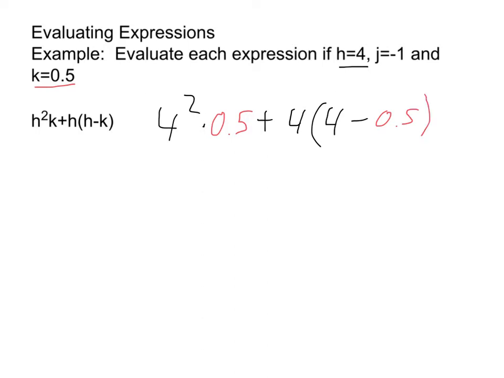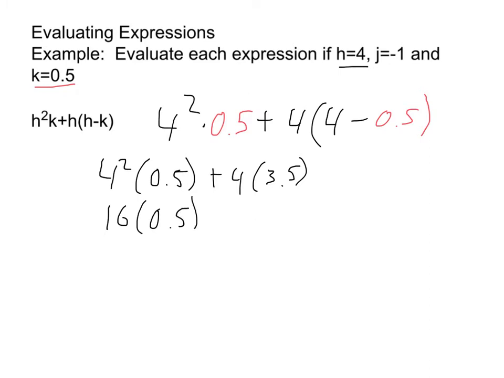Okay, so if we're to evaluate this using PEMDAS, I know I need to do parentheses first. So I would right off the bat go 4 squared times 0.5 plus 4, and I know that 4 minus 0.5 is really 3.5. So that would be the first step. Next step is exponents, so I'm going to get rid of that squared. So 4 squared really means 4 times 4. 4 times 4 is 16. So 16 times 0.5 plus 4 times 3.5.